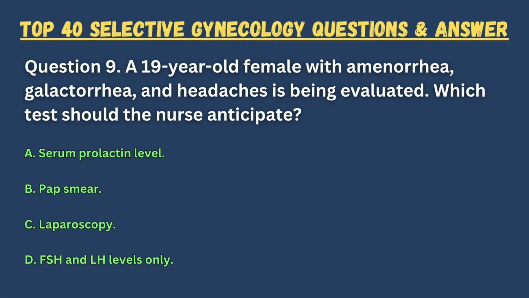Question 9. A 19-year-old female with amenorrhea, galactorrhea, and headaches is being evaluated. Which test should the nurse anticipate? A. Serum prolactin level. B. Pap smear. C. Laparoscopy. D. FSH and LH levels only.